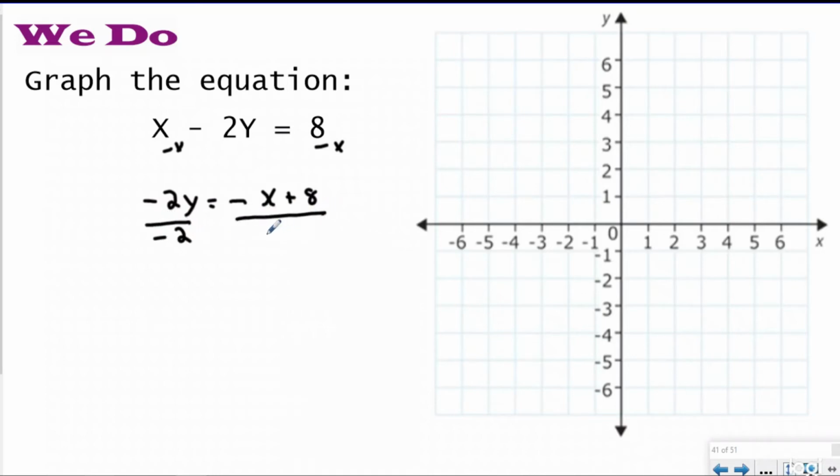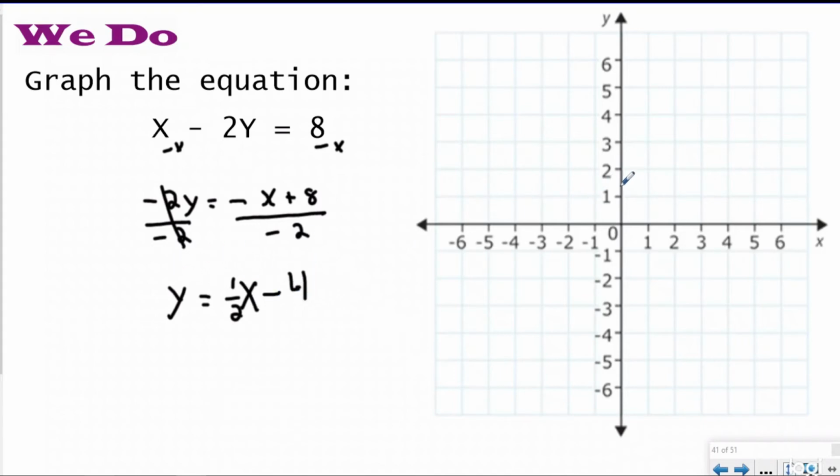Now I need to undo my multiplication by dividing, right? And so if I divide both of these by -2, these cancel out. So -x divided by 2 would be +1/2, right? Because that's really a 1. Minus 8 divided by -2 would be negative, right? 4, because 8 divided by 2 equals 4. And I forgot my x. There we go. So here is my slope-intercept form.